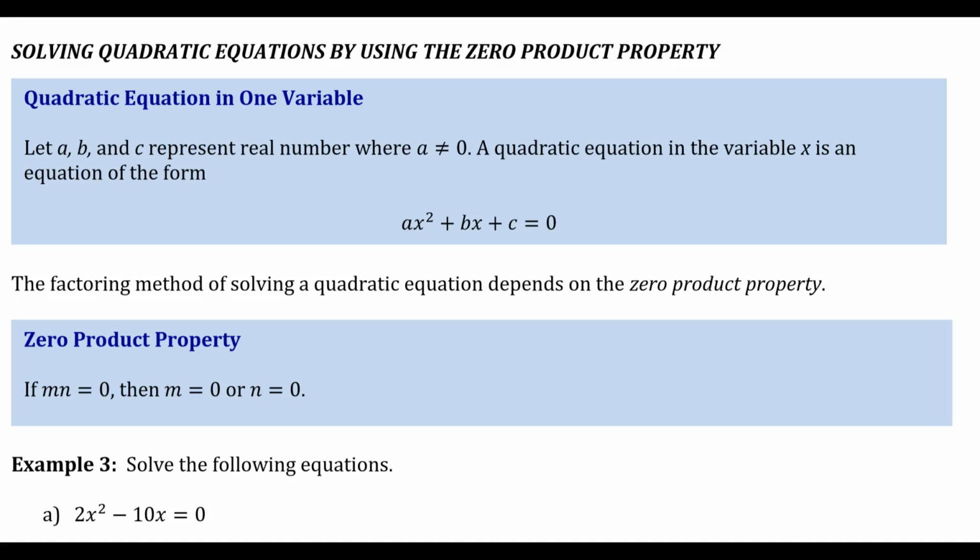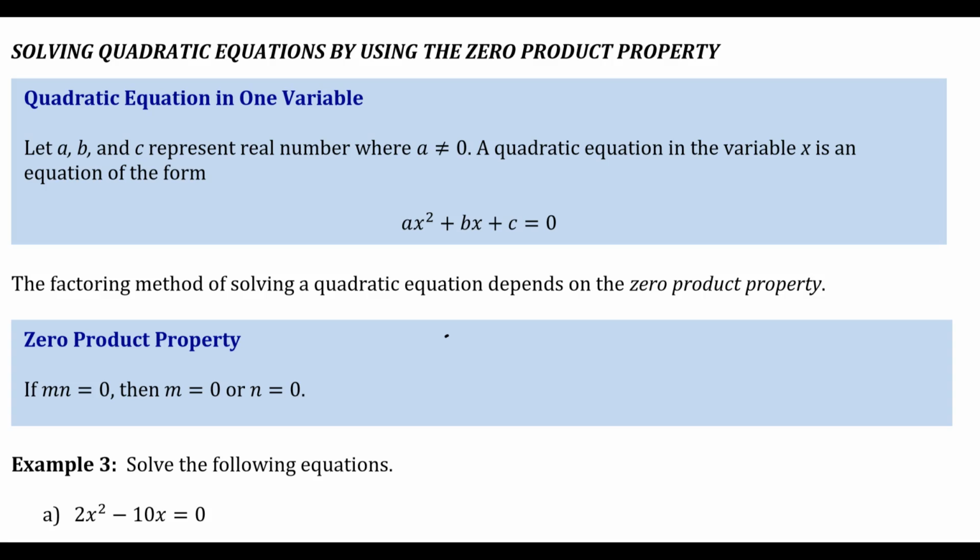In this video, we're going to talk about how to solve quadratic equations using the zero product property. We've already discussed factoring and that sort of thing. The whole reason why we factor is so that we can use this zero product property. What it says is that if two factors multiplied together equal zero, then one of them has to equal zero.